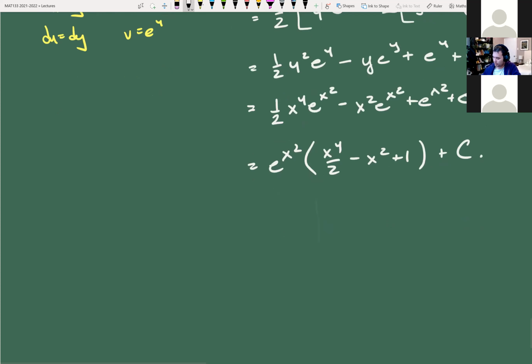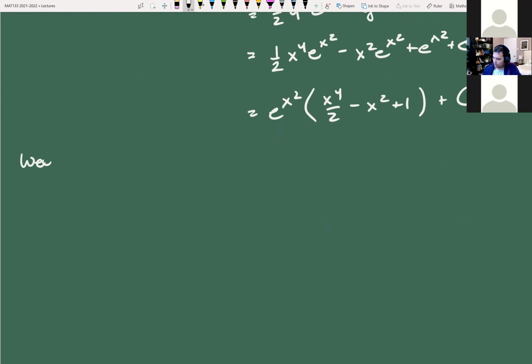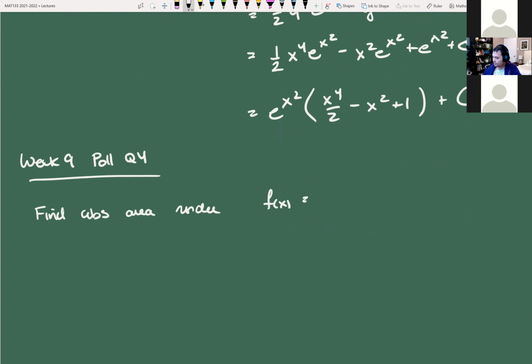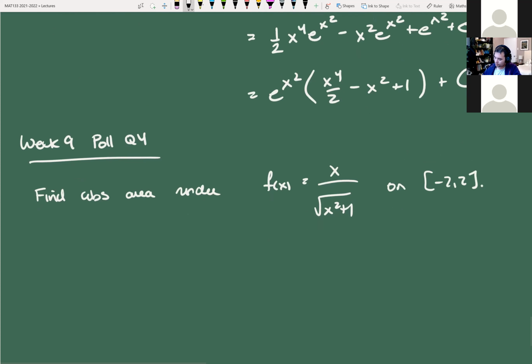Oh, beautiful. Okay. So this is week 9, poll question 4. So it says find the absolute area under the graph of this thing. And it gives an interval of -2 to 2. So immediately I can see this function is odd. And again, you're free to use Desmos. You can plug it in if you want. You see the function is odd, but either way, what you're going to have to do is integrate its absolute value.